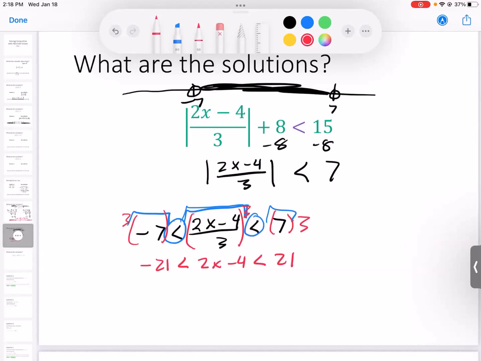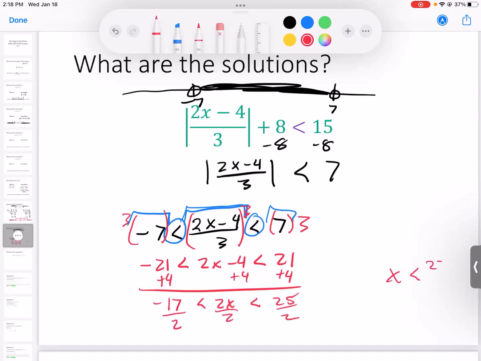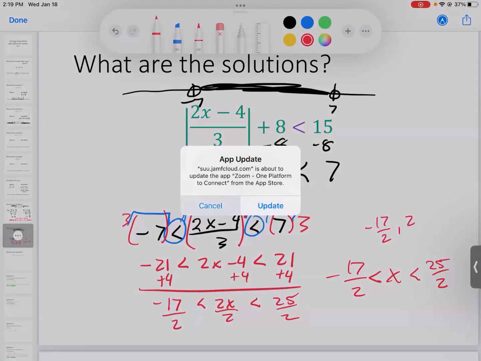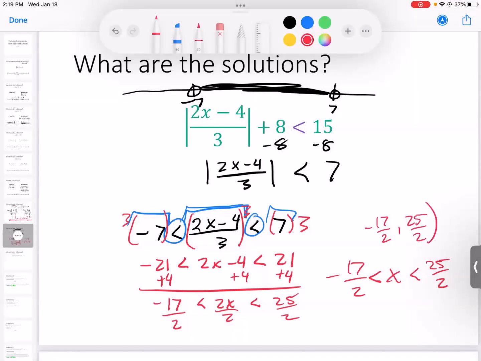And then my next step would be to add 4 to all 3 parts. That gives me -17 is less than 2x is less than 25. Divide all sides by 2, and you get that x is in between -17 halves and 25 halves. And in interval notation, our lower bound would be -17 halves, our upper bound would be 25 halves, and then you'd have round brackets around it because these can't be equal.